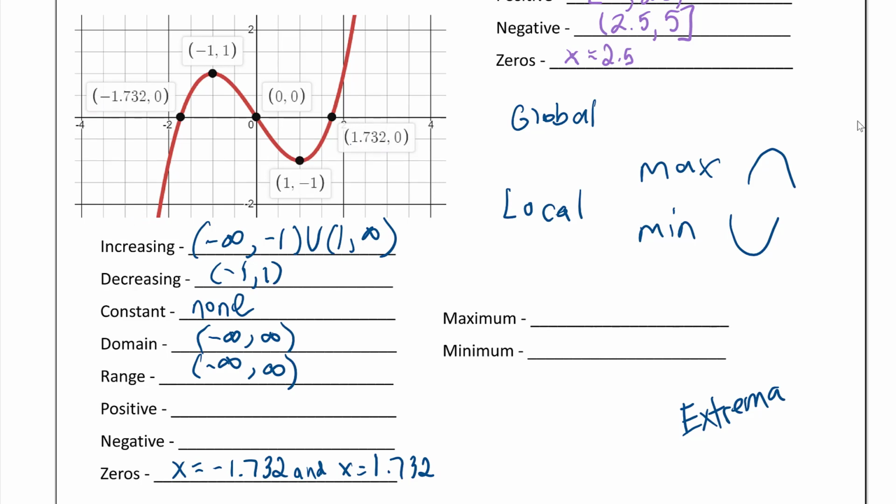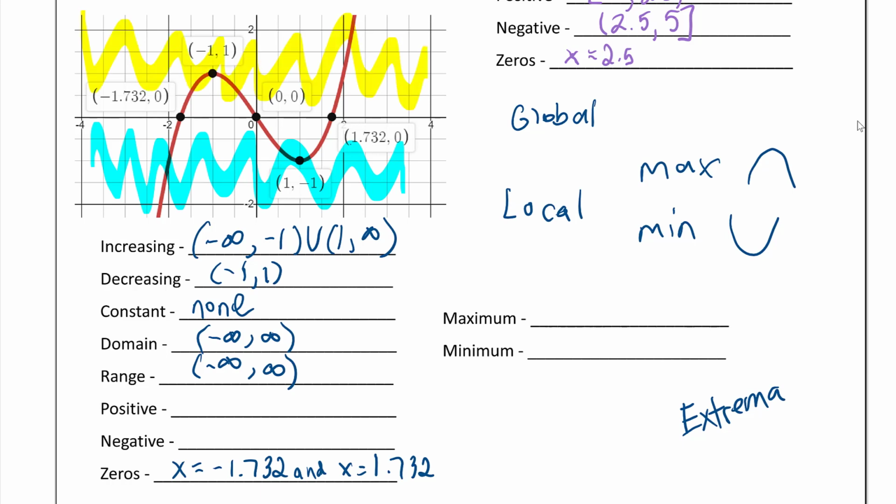So this may be a thing where it is helpful to highlight these, right? Because down here in the blue is where we're negative. Up here in the yellow is where I'm positive. So I want to do this section is negative. So from -infinity until we get to that 0 at -1.732, okay, that is negative.